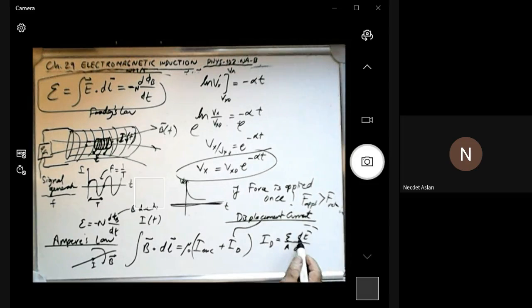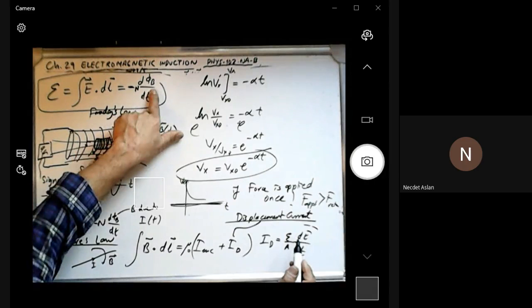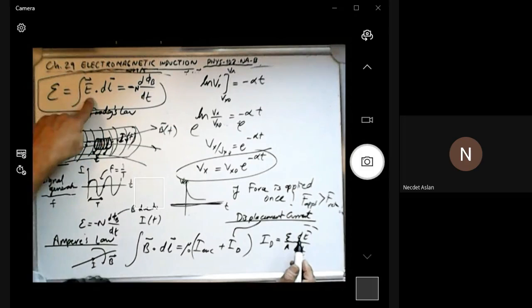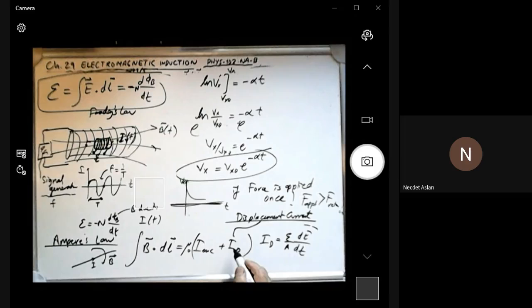So now what we have seen is that if there is a magnetic field changing in time, it creates an electric field. But if there is an electric field changing in time, it creates a magnetic field. It's like the symmetry in Maxwell's equations. So now, what are Maxwell's equations? In total, they are these.